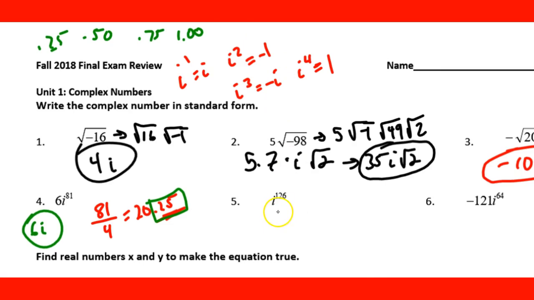Right here, you would take 126 and divide that by 4. That's going to be 31.5. Again, we look at the decimal, 0.5. So that's 2 quarters. So i to the 126 equals negative 1.